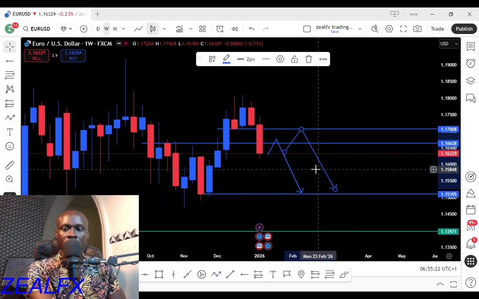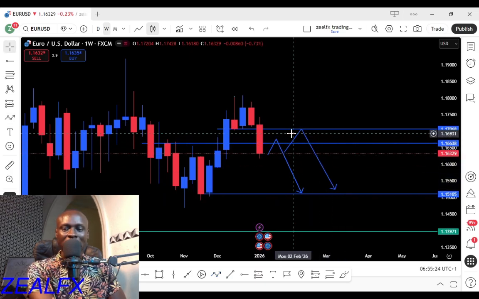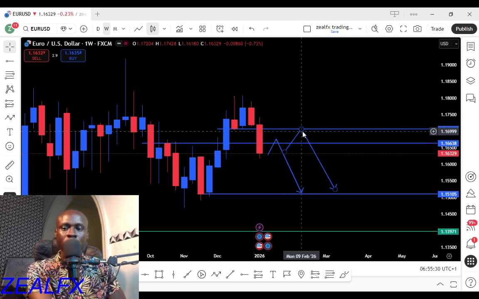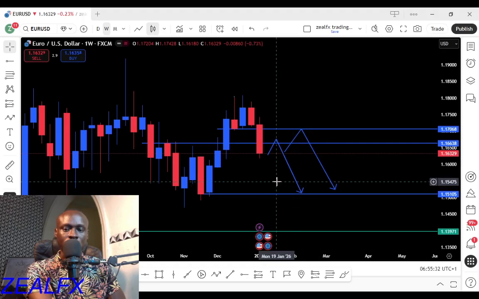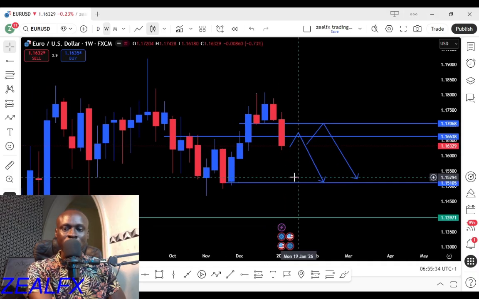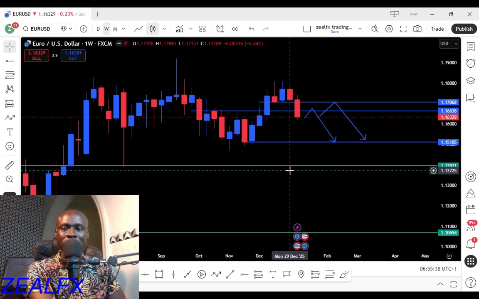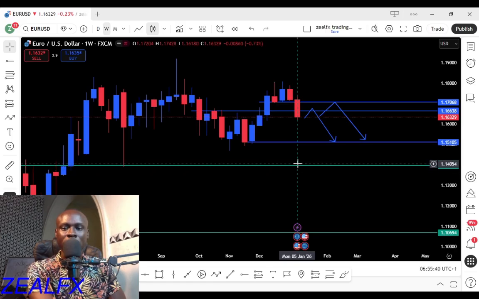So we mark this level and wait for price reaction on all these levels from our daily time frame. Once we see a reaction of price from all these weekly levels, we start looking for our selling opportunity for the EURUSD, because we expect more sell on the EURUSD. You can see clearly that the weekly chart is still pointing more to a sell on the EURUSD.